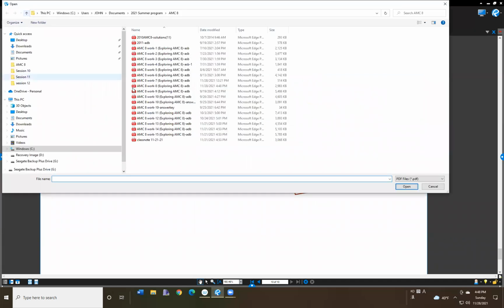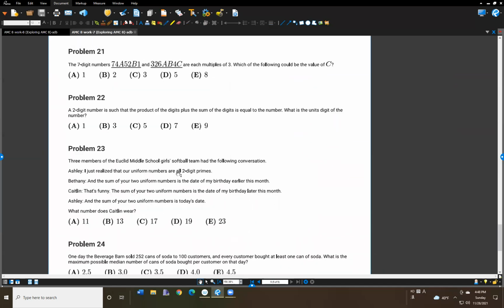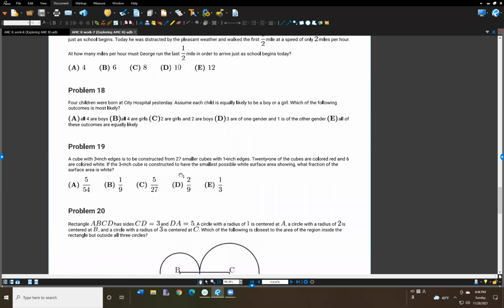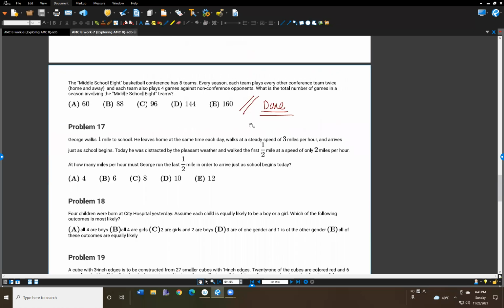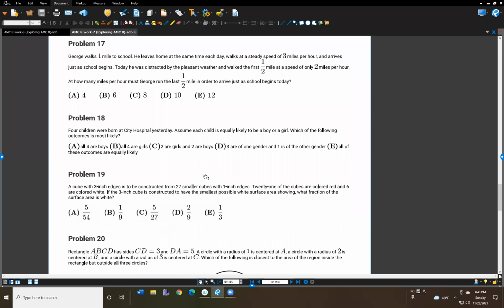Now we're going to try work 7. Oh, we didn't do this a lot. Okay, we're done over here. Oh, okay, I marked over here. Okay, now try number 17. We can do number 17.